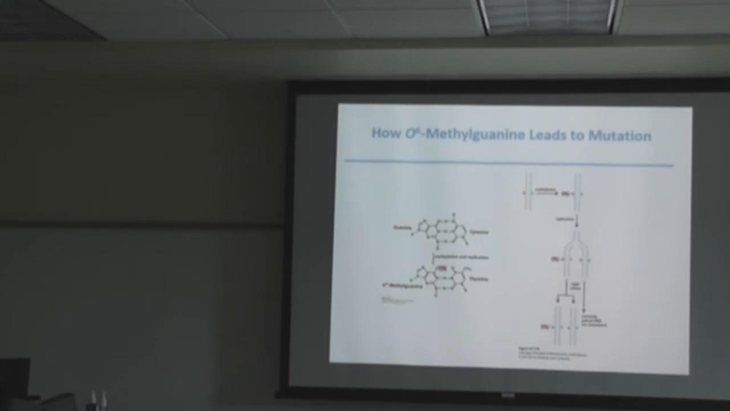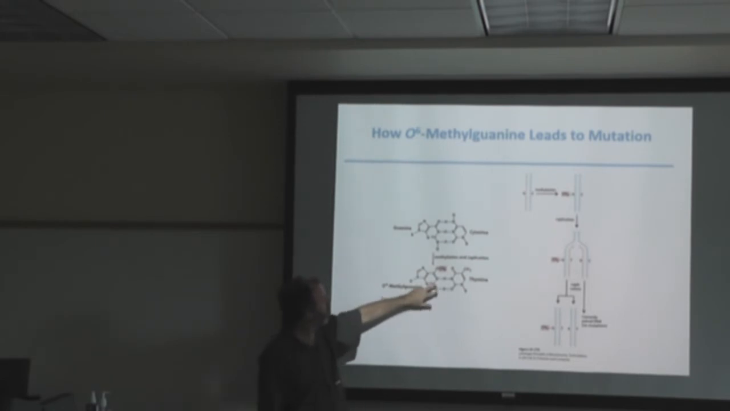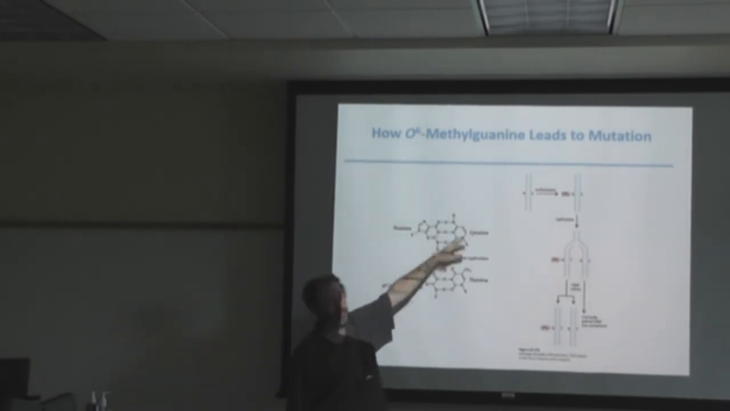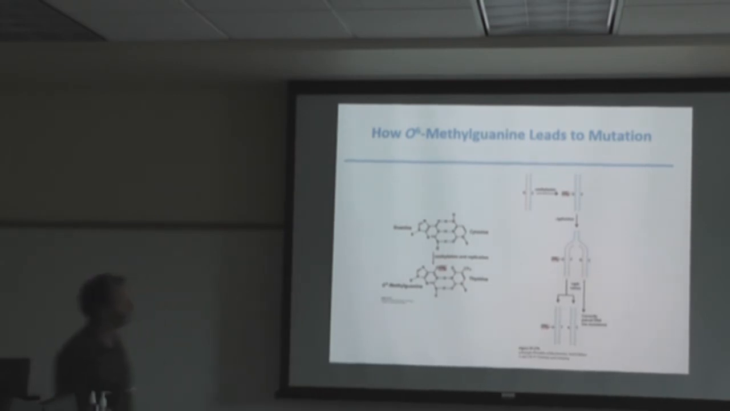So how does O-methylguanine lead to mutation? Here you have O-methylguanine, and it base pairs with thymine rather than with cytosine. That's how you can introduce mutations with O-methylguanine.